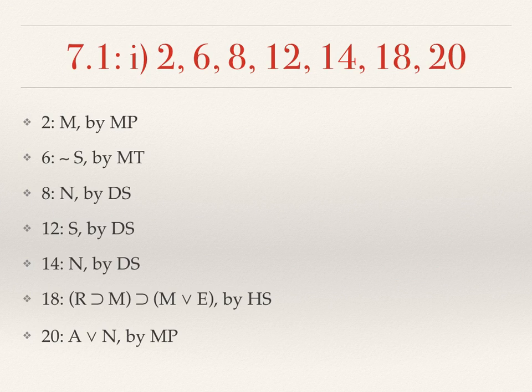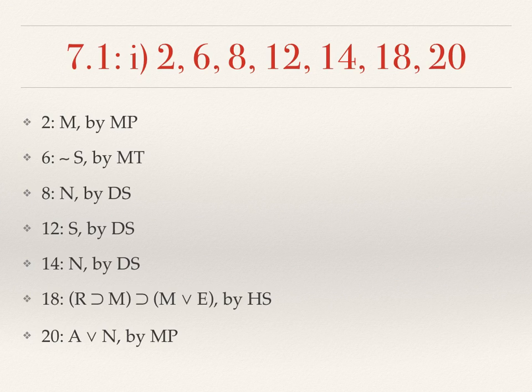So we have 18 as well. We have the first premise, R implies M, and that all that implies D. Second premise is M implies C. And the third premise is D implies M or E. And the fourth premise is not M.